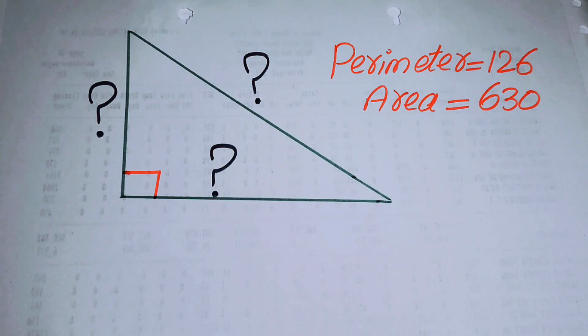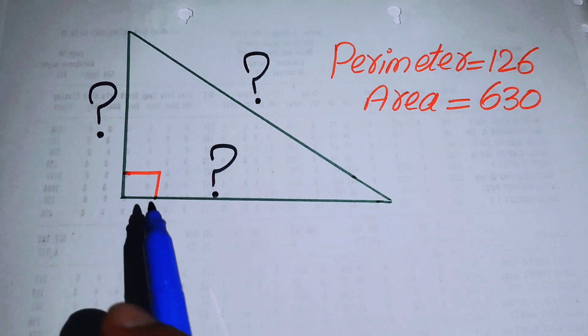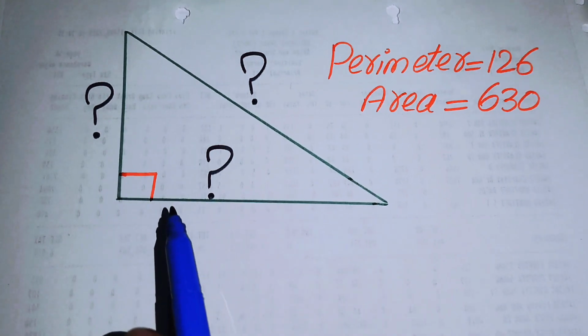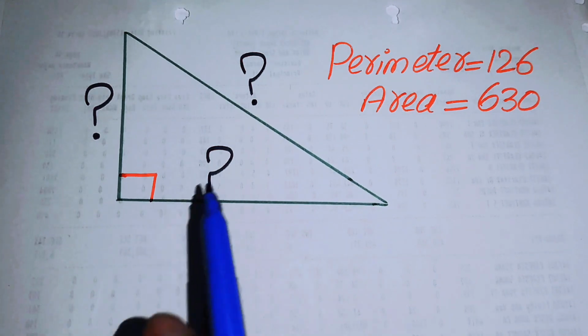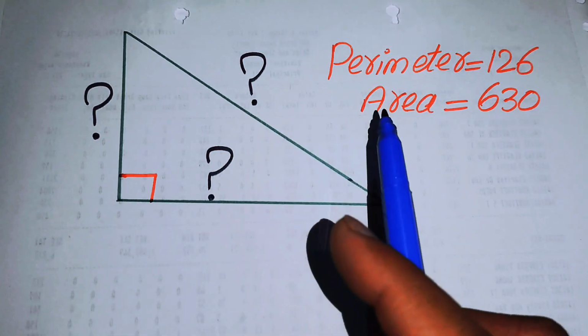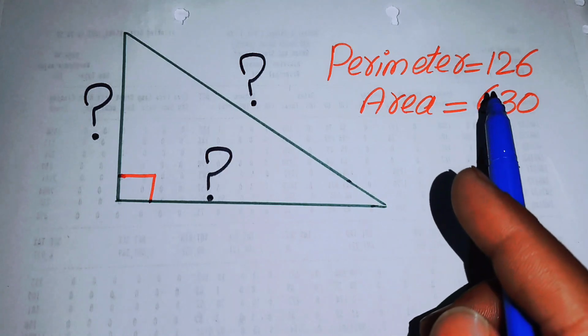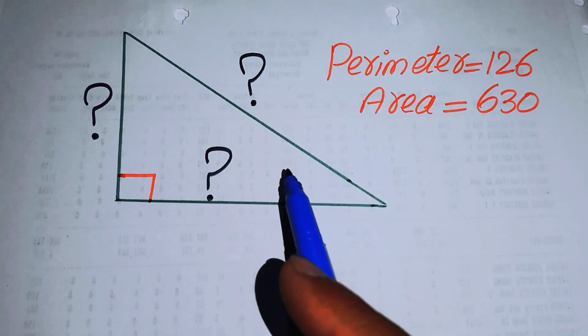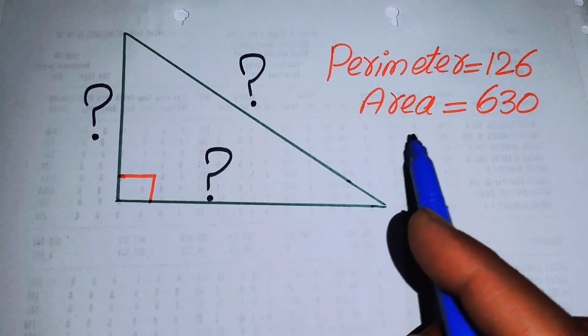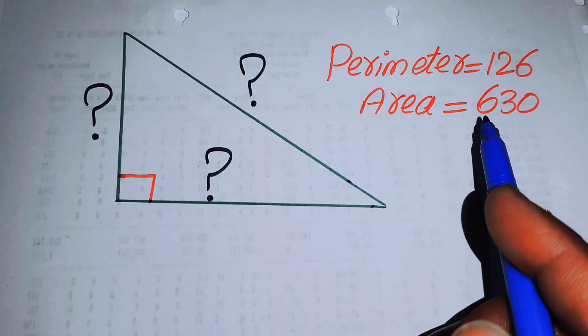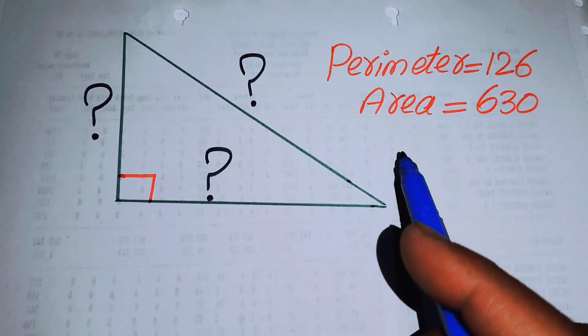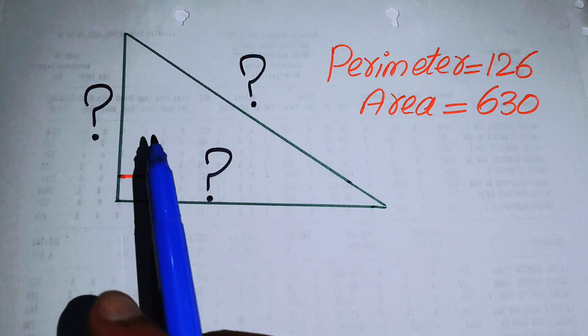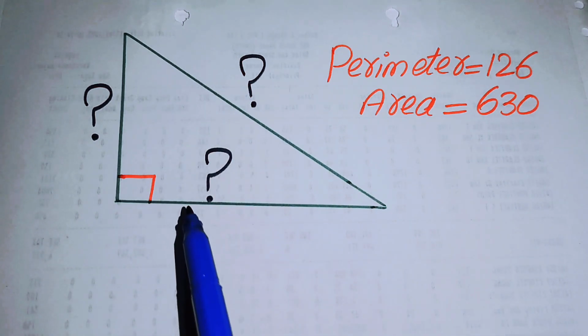In this video, we are going to solve this nice math Olympiad geometry problem. Here we have a nice right triangle in which we are given that the perimeter of this right triangle is 126 and the area of this right triangle is 630, and our target is to find all three sides of this right triangle.